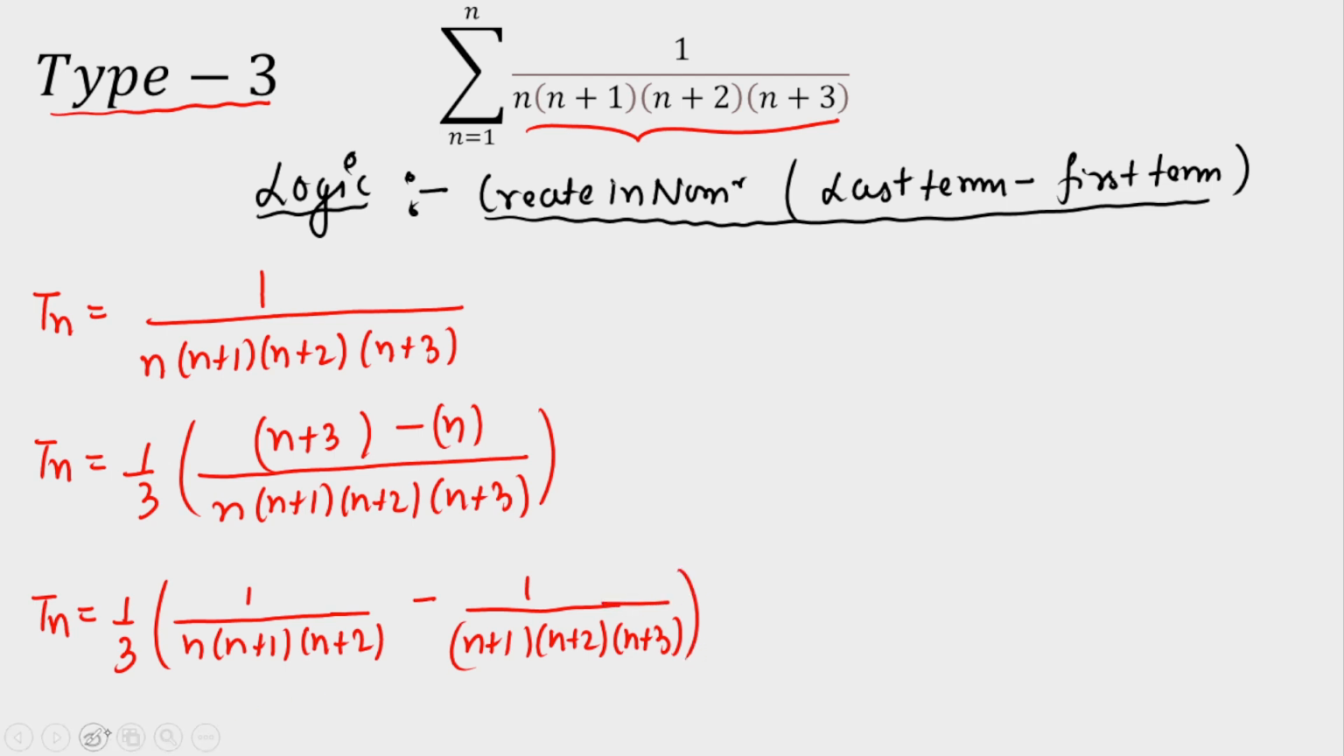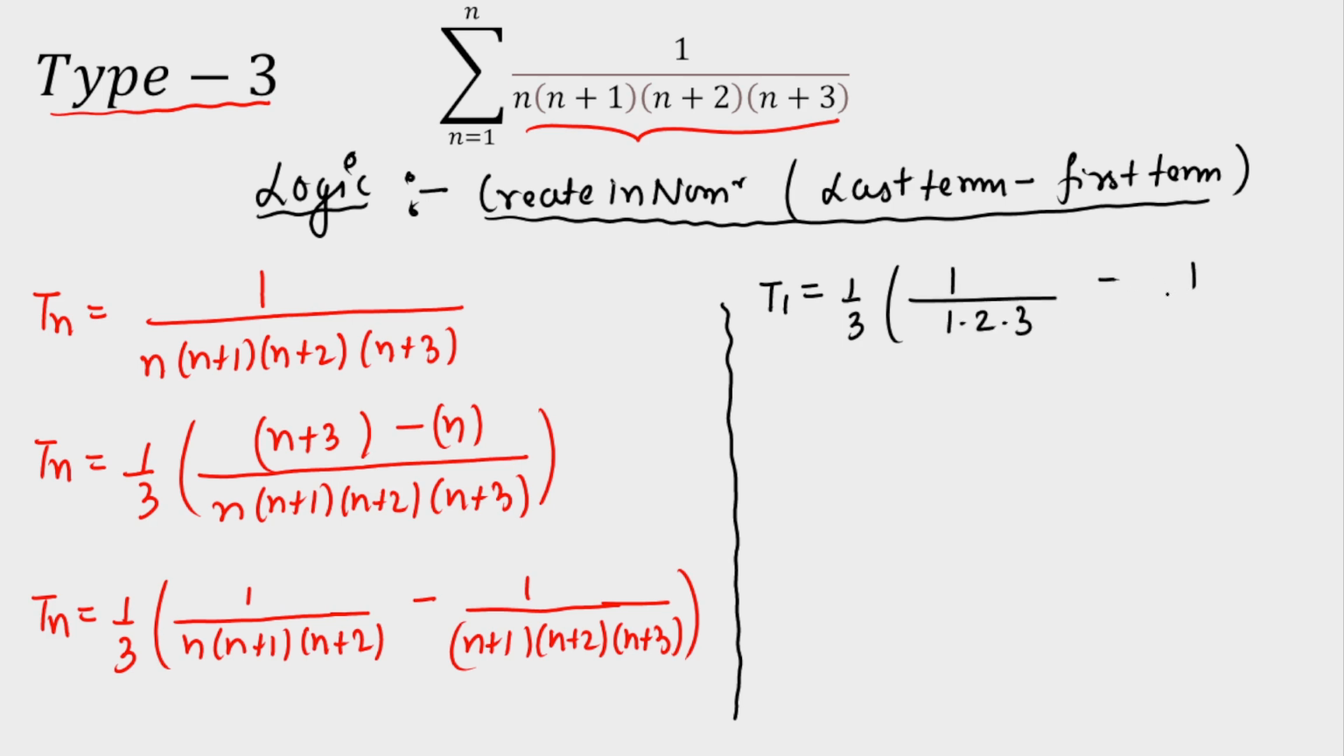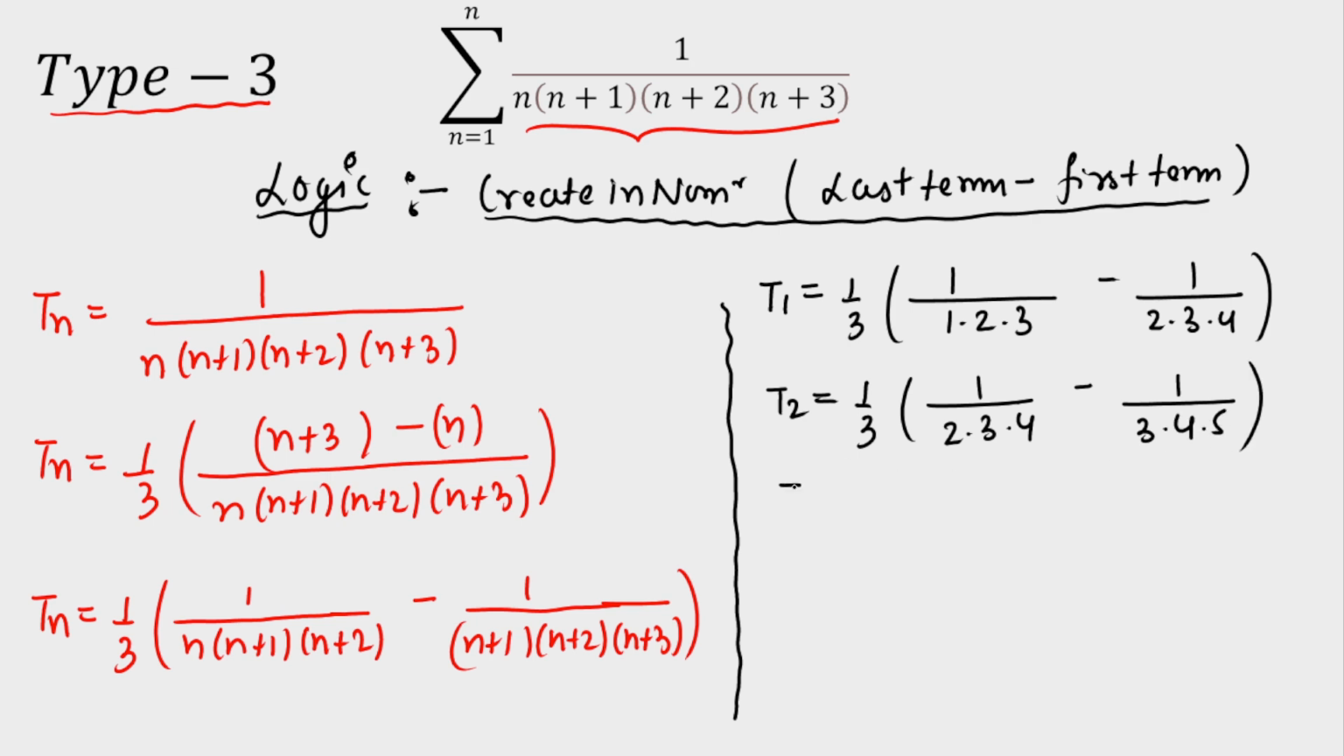So we'll get this. Now, the moment you put n equal to 1 to n, you will see a nice telescopic series is formed. Now I'll show you here. So let's say t of 1 is 1 by 3 times, now put n equal to 1 here. You will get 1 upon 1 into 2 into 3 minus 1 upon 2 into 3 into 4. Similarly, t2 will be equal to 1 by 3 times 1 upon 2 into 3 into 4 minus 1 upon 3 into 4 into 5. Similarly, t3 will be 1 by 3 times 1 upon 3 into 4 into 5 minus 1 upon 4 into 5 into 6, and so on.